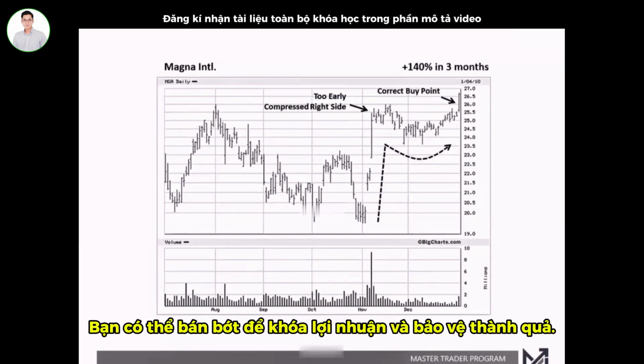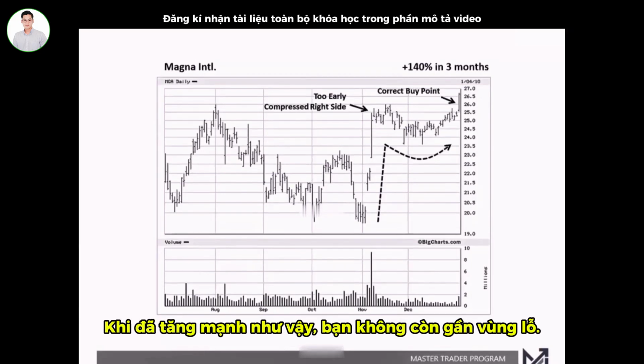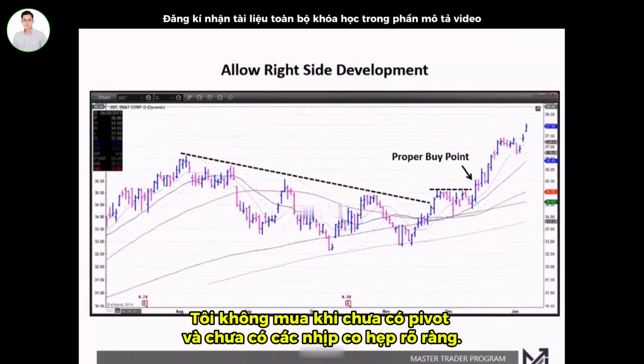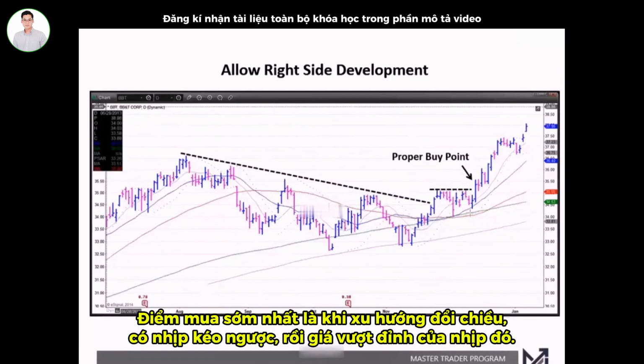Once you're up 140%, you have a lot of options, because you're nowhere near the loss column at that point. So you always want to allow right side development. I'm never buying a stock unless the right side is developed and I'm getting that pivot point. I'm going through those contractions. I have that volatility contraction, and that's the earliest that I'm going to buy it, when you get that change in trend, and then the pullback, and then breaking above the pullback high.